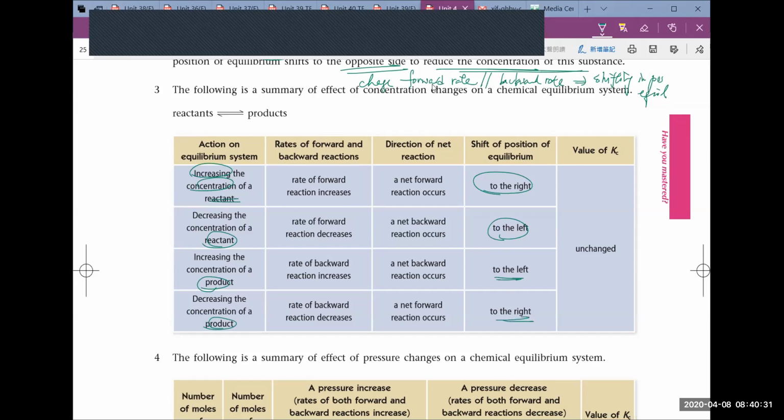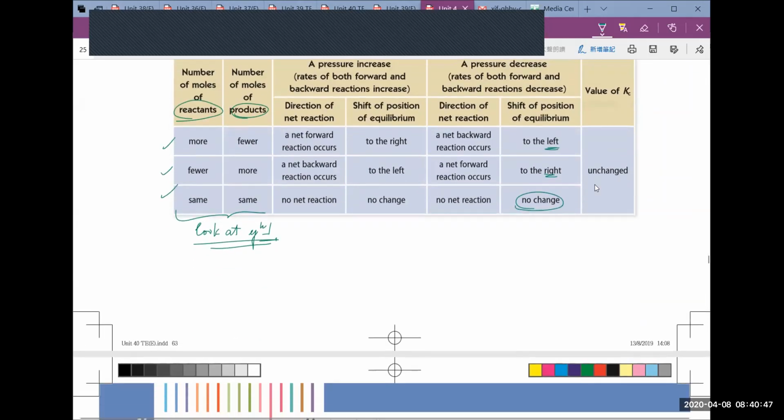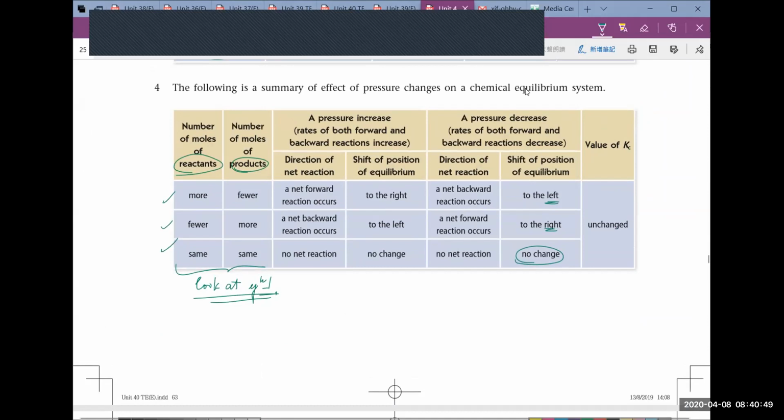What they have in common is that the Kc value doesn't change. Remember, Kc is a temperature-dependent constant. It is temperature dependent. Similarly, for this one, the Kc value also doesn't change. As said before, Kc is a temperature-dependent constant.